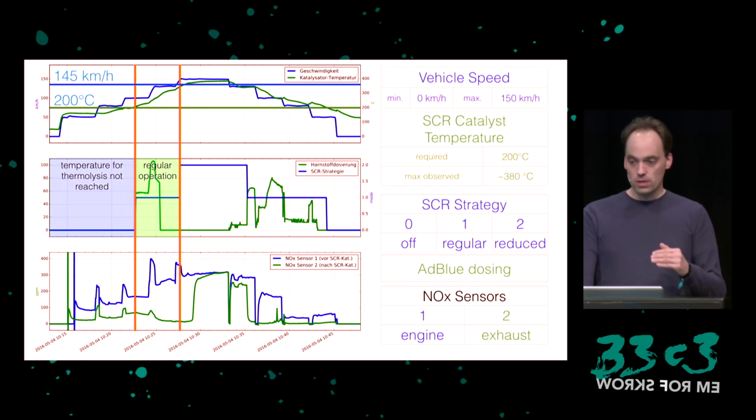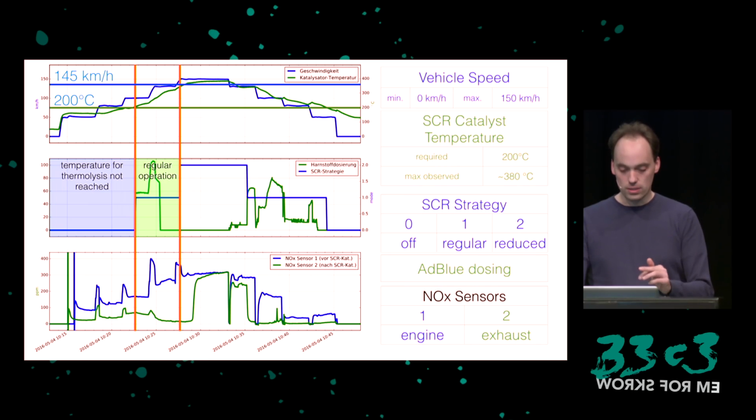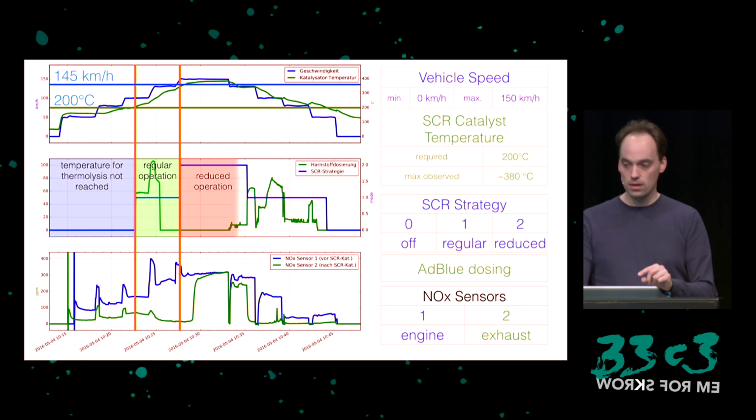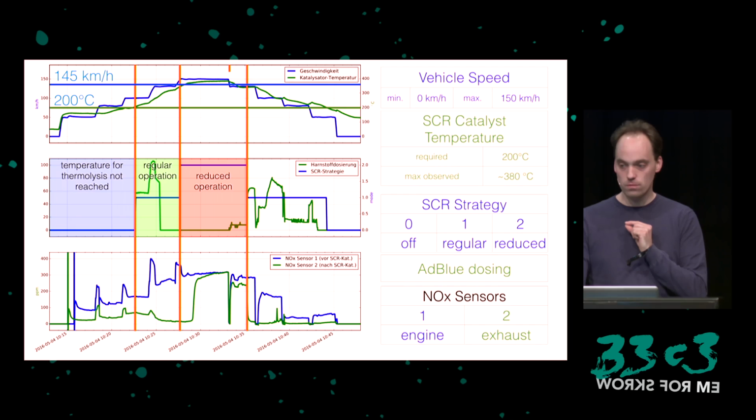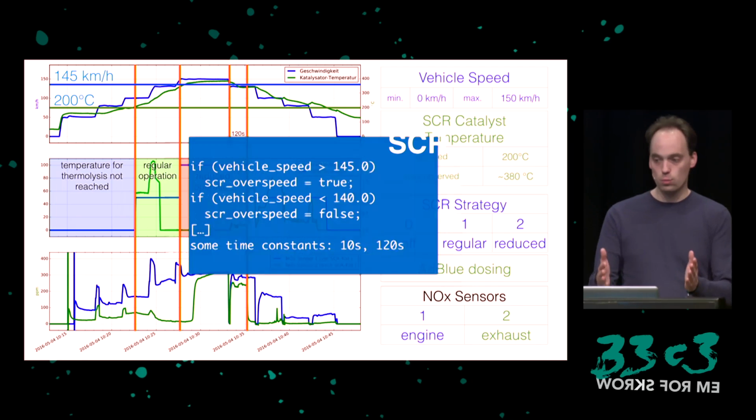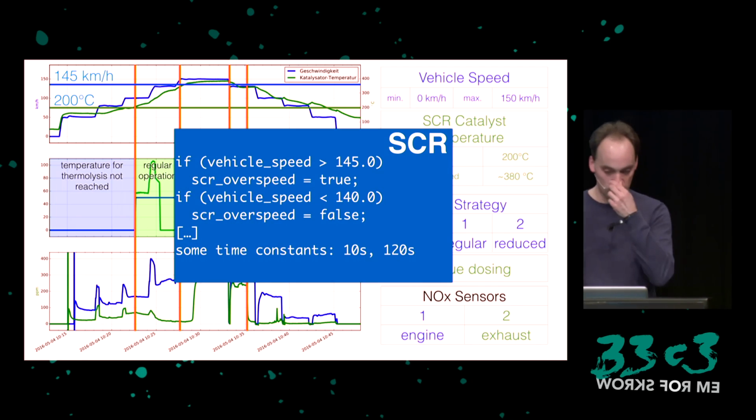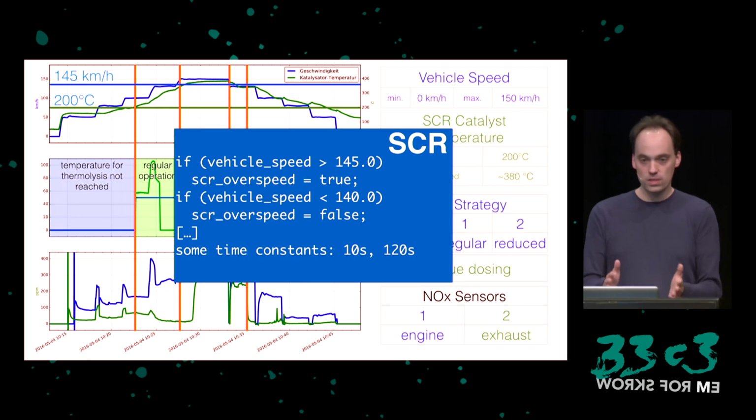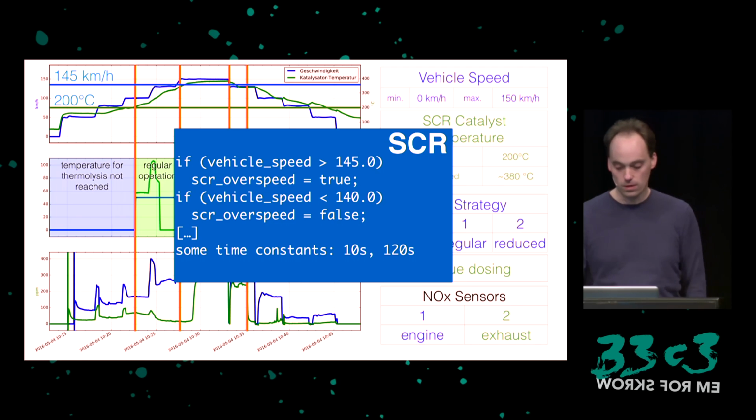But then, when we cross 145 kilometers per hour, the SCR strategy changes, and no further AdBlue is dosed until basically this point. And this point is exactly 120 seconds after we go lower than 140 kilometers per hour. So this matches what we found in the software, right? This was what we found in the software. So we can see that this was actually true. This is a real behavior of the ECU.